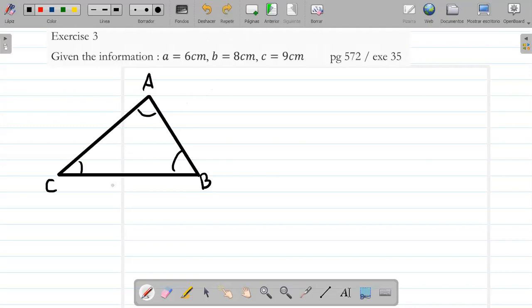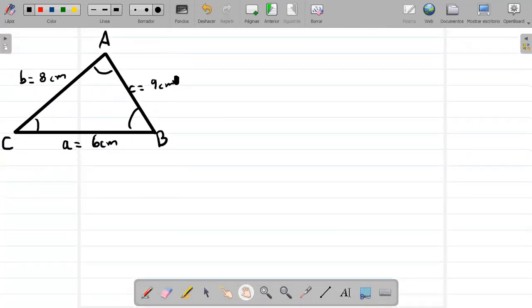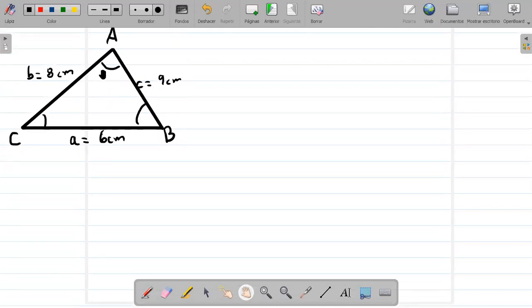So as we know, that's angle A, so that's gonna be side A. That's angle C, so that's gonna be side C. That's angle B, so that's gonna be side B, okay? So fitting the information, A is 6 centimeters, B is 8 centimeters, and C is 9 centimeters. Excellent. So that's what we have. And with this information, once we translate it to the triangle, now we don't need that. So bye-bye. We're gonna concentrate on it.